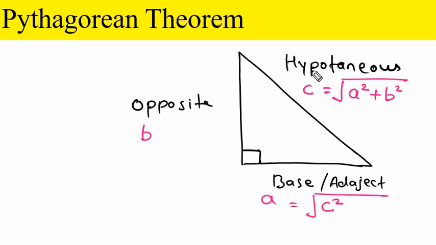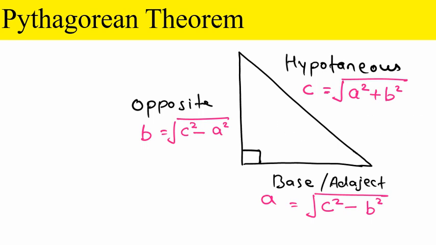What does it mean, C? Hypotenuse square minus opposite square, which is B. And now this one is again hypotenuse square, which is C square minus A square. So you need to remember these formulas. Now let's put some values here.